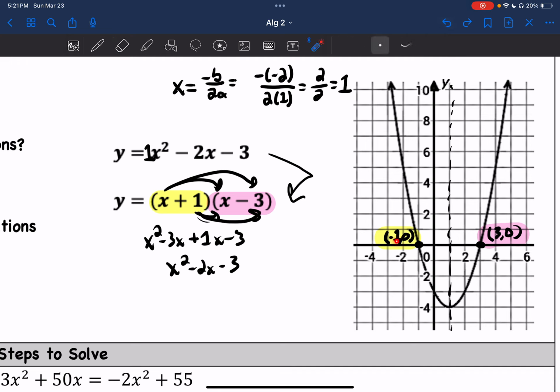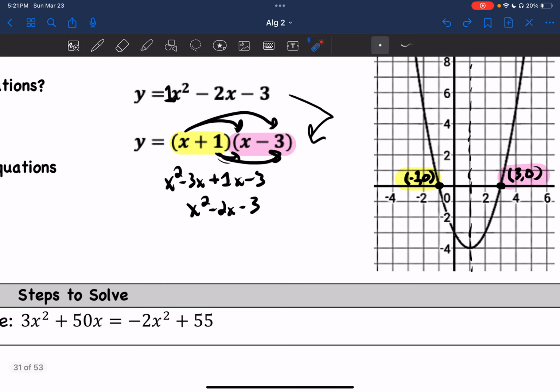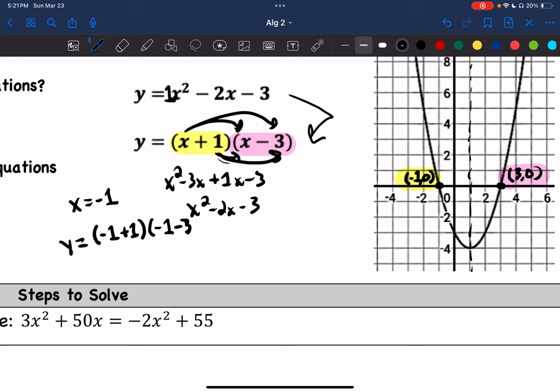This is a positive 1. This is a negative 1. This is a positive 3. This is a negative 3. And if we think about why that's the case, well, what happens when x is equal to negative 1? If x is equal to negative 1 and we plug that into our equation here, we're going to have negative 1 plus 1 times negative 1 minus 3.